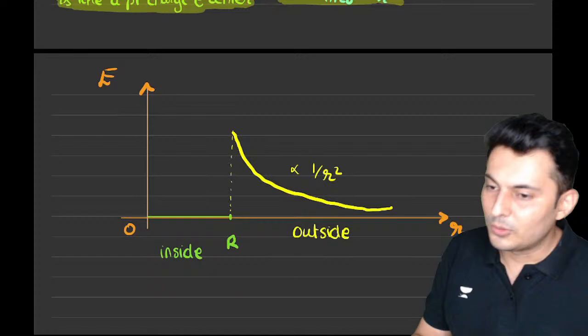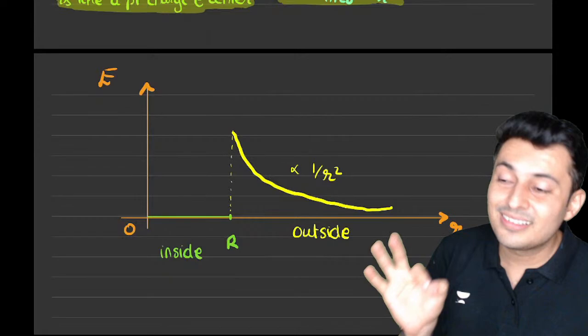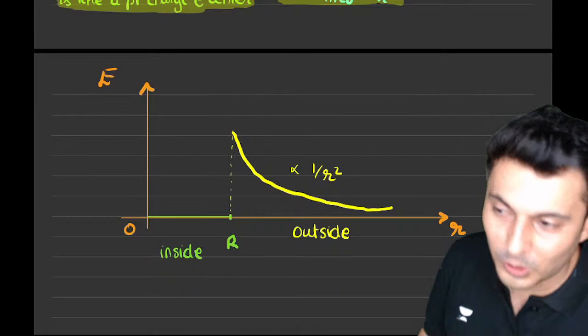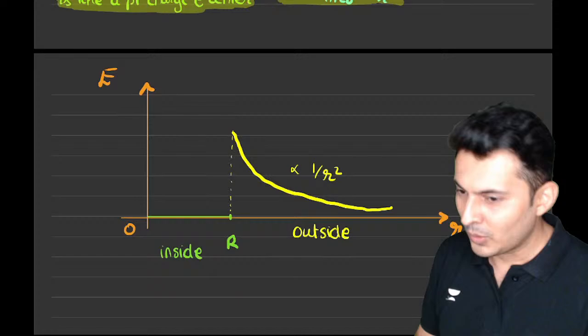No, it's not rectangular hyperbola. Rectangular hyperbola is when it is inversely proportional to R, not R square. So don't call it rectangular hyperbola. Okay. It is wrong. Rectangular hyperbola is only in the case of 1 by r, not r square or r cube or r raised to 4. It's just a curve, some curve. Okay, be careful. All right.